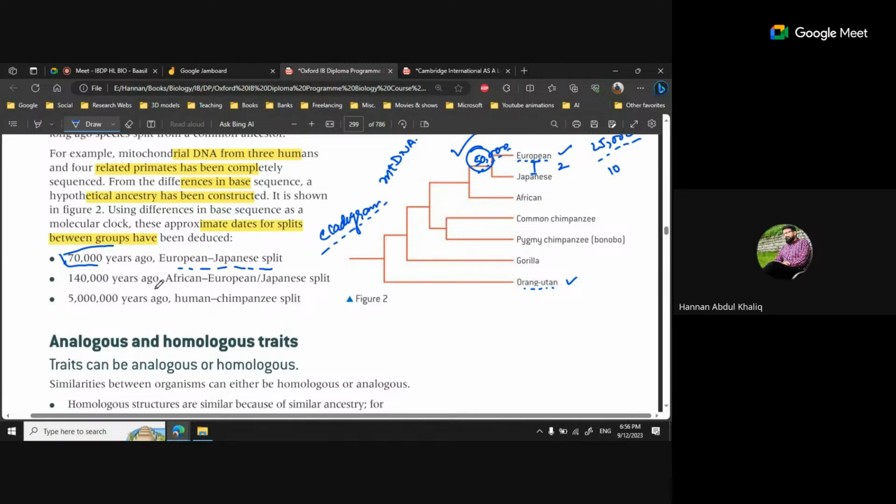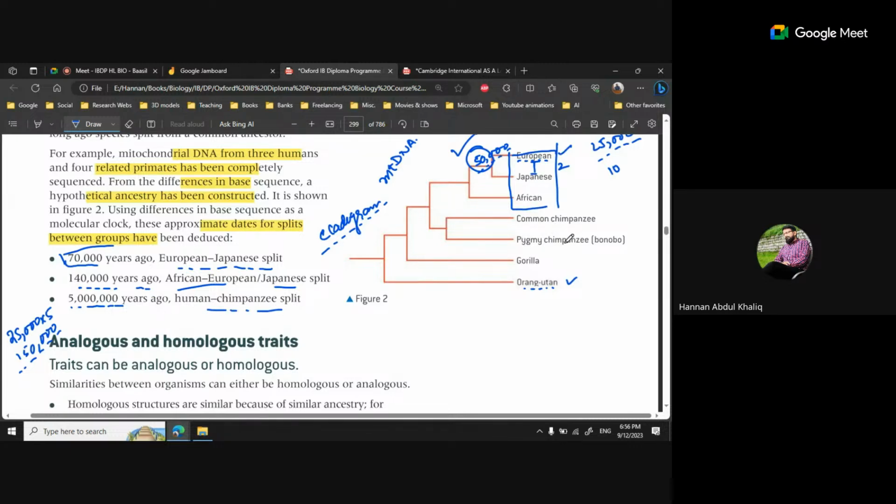Then 140,000 years ago, 25,000 into 5 would be 150,000. So they found almost 4 to 5 mutations or base differences between the African, European, and Japanese split. They are discussing this whole particular group. Then I guess 5 million years ago, the human and chimpanzee split.